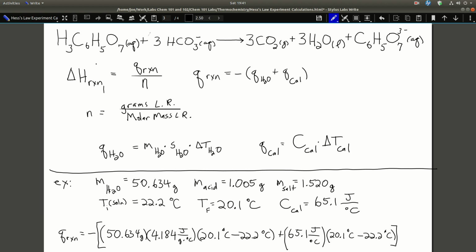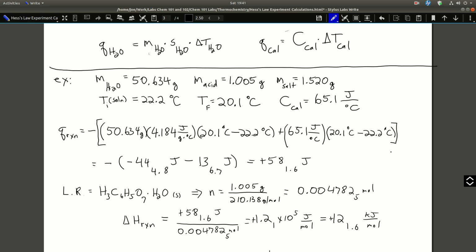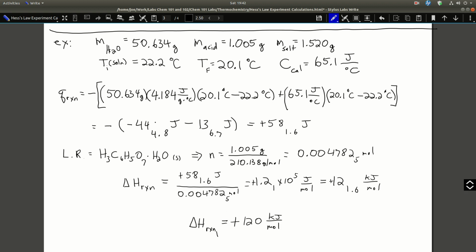Notice that the number of moles of citric acid monohydrate that I weighed out is the same as the number of moles of the aqueous citric acid, because I get one of these from one of the monohydrate. Q of the water, Q of the calorimeter, and so on. So let's use my numbers again. Use yours. There's the mass of my water, mass of my acid. This is the solid citric acid monohydrate I weighed out, but the moles of that will be the same as the moles of the aqueous citric acid. Moles of my sodium bicarbonate, that's a salt, initial temperature, final temperature, and the same calorimeter constant.